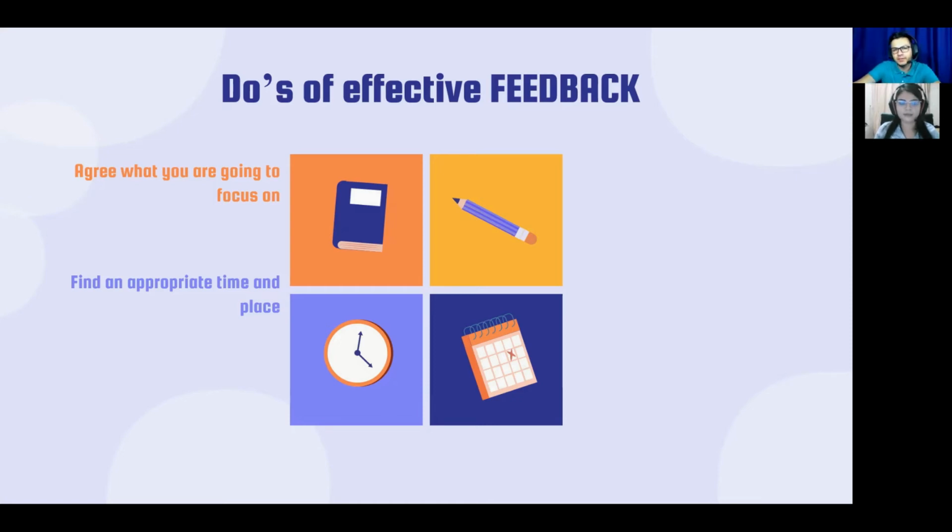So an appropriate time and place, for me, sounds like a time where I have time to do the feedback session, where I'm not running because I have to go to the soccer match, or I am not under pressure. And a place is not surrounded by a lot of people. For me personally, I would like to have a feedback session in a place where I can talk freely with the person and in peace.